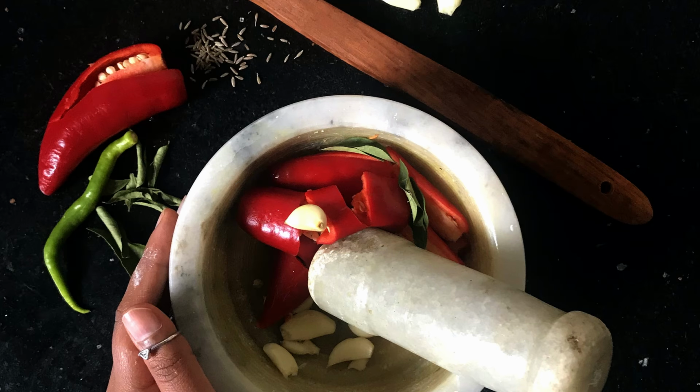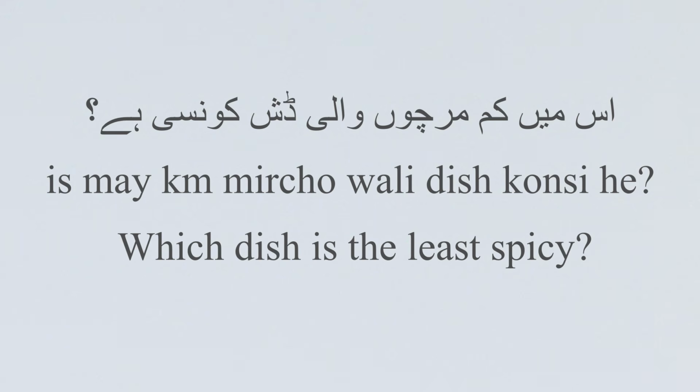A lot of times for American and European palate, Pakistani and Indian food is a bit spicy. So if you want less spicy food, you can ask them, इसमें कम मिर्चों वाली डिश कौन सी है? इसमें means in this. कम means less. मिर्चे is spicy. कम मिर्चों वाली of less spicy. कौन सी means which one? कौन सी है?